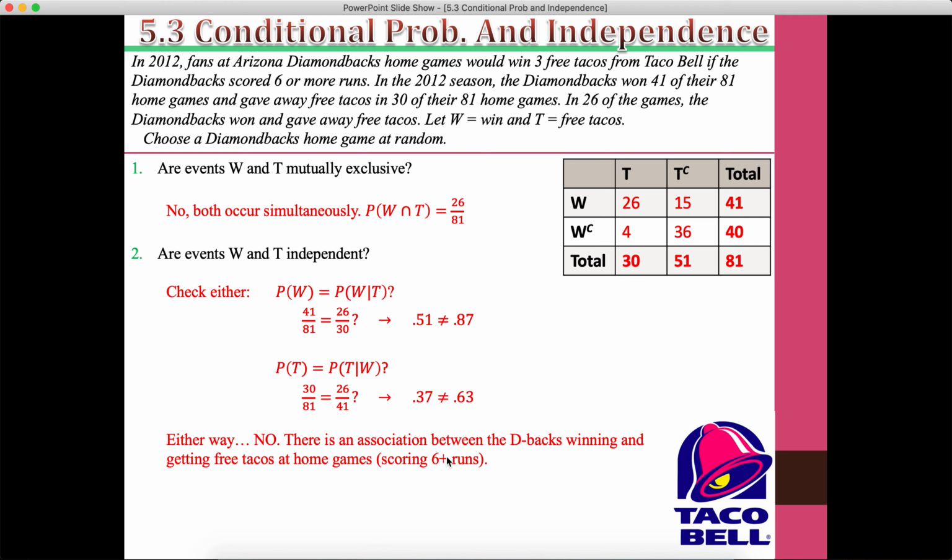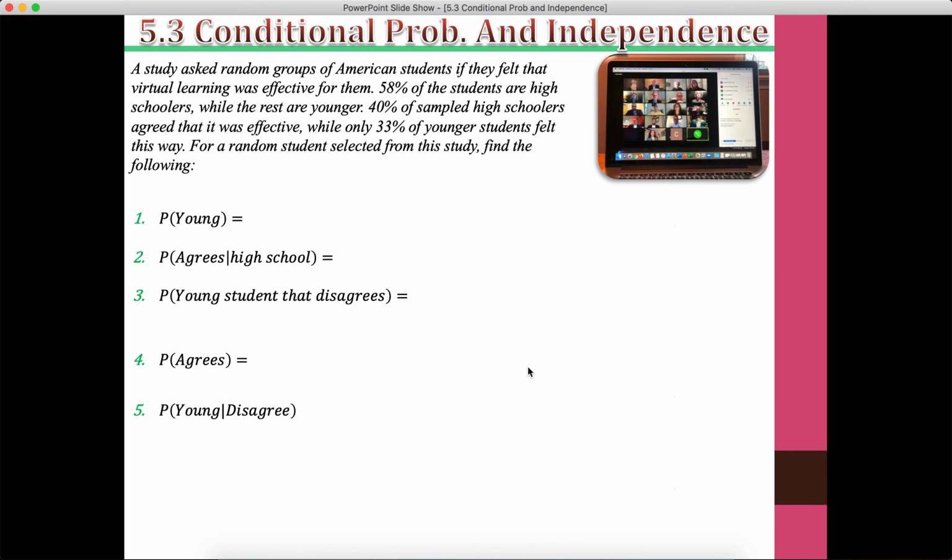In fact, getting tacos is 100% related to scoring 6 or more runs, but you could also imagine getting a lot of runs relates to wins also. So no, it makes sense that there's an association between these and that they're not independent.